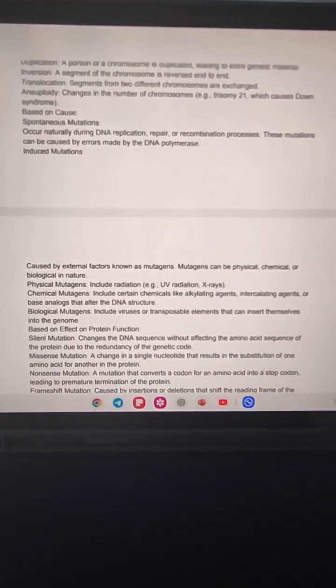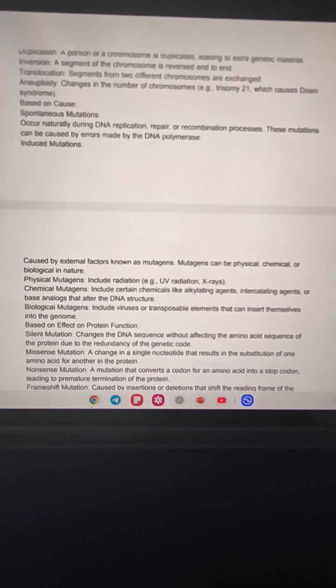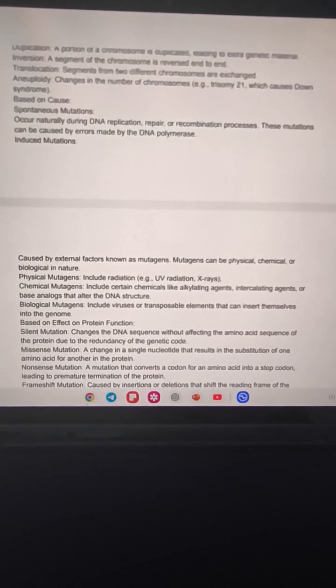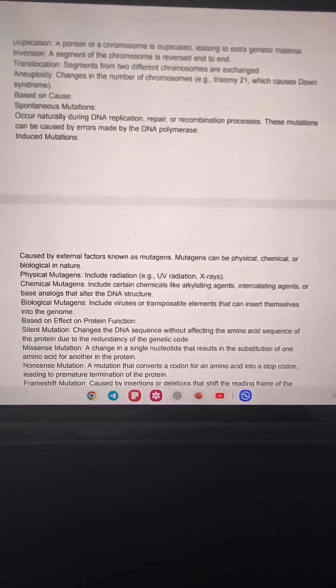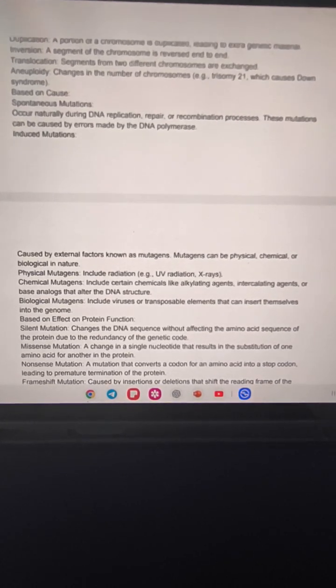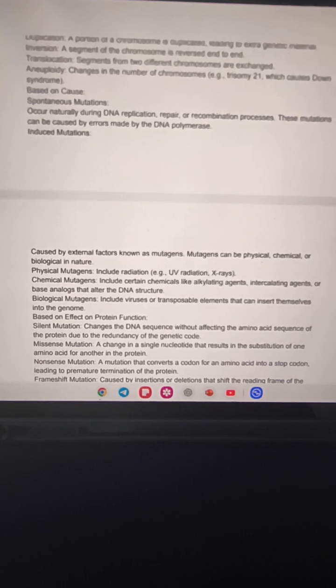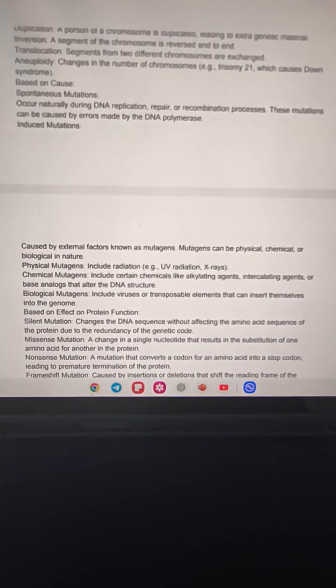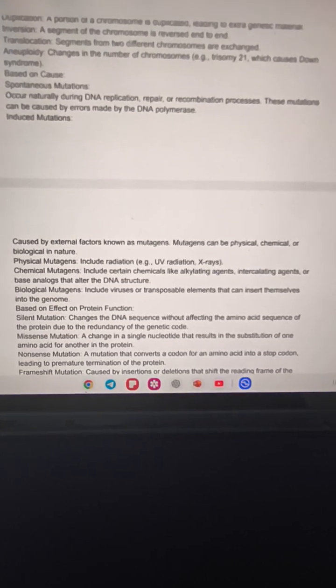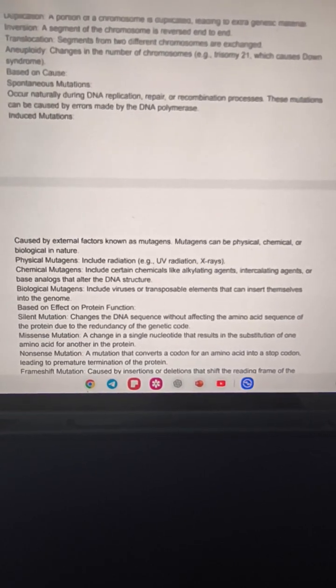Another mutation is spontaneous mutation, which occurs naturally during DNA replication, repair or recombination processes. This mutation can be caused by errors made by DNA polymerase. Another one is induced mutation, caused by external factors known as mutagens. Mutagens can be physical, chemical or biological in nature.